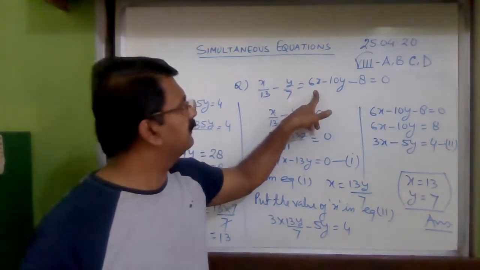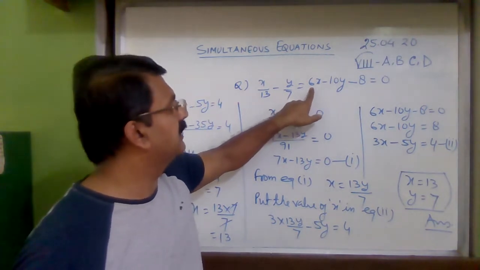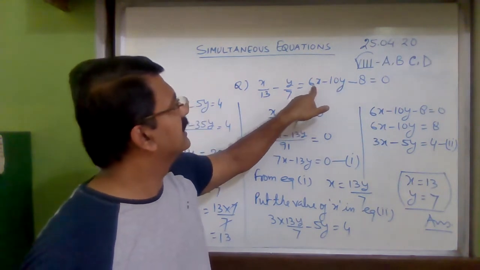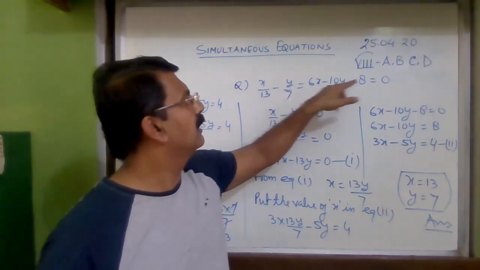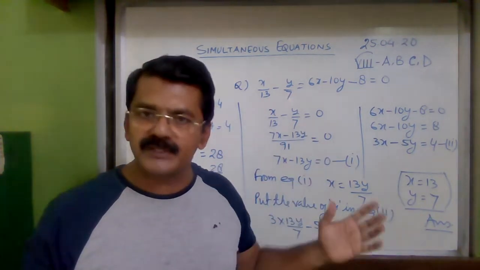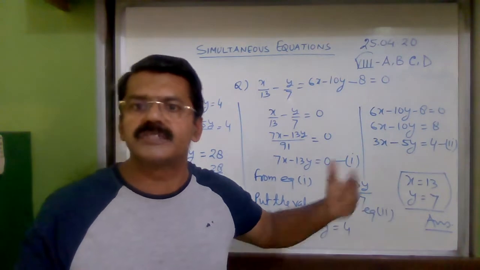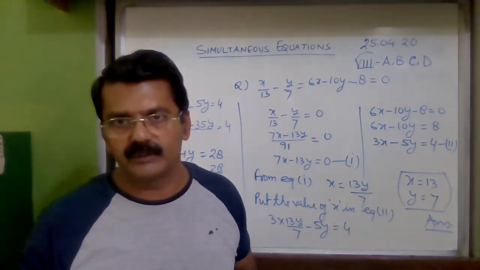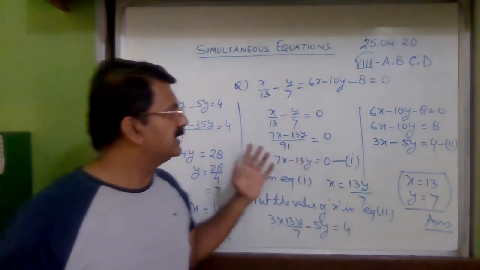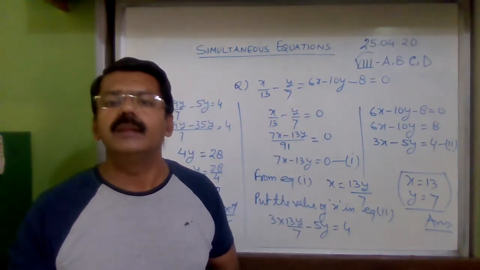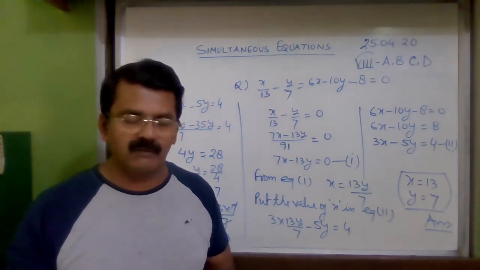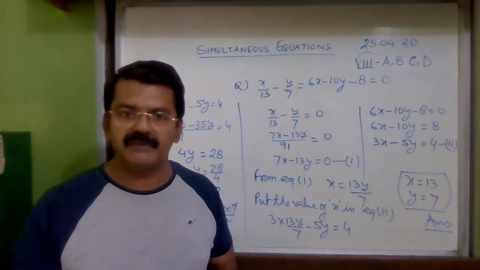Now in the second part, if you put x is equal to 13, so 13 into 6 is 78, and put y is equal to 7, 78 minus 70 will be 8, minus 8, again 0. The second part is also 0. So you can see the first part, the second part, and of course the third part, all the parts are 0 over here. Clear? So now I hope these types of questions are clear to you all, and now I'll start solving a few equations with 3 variables.